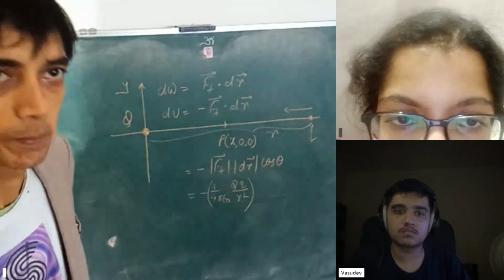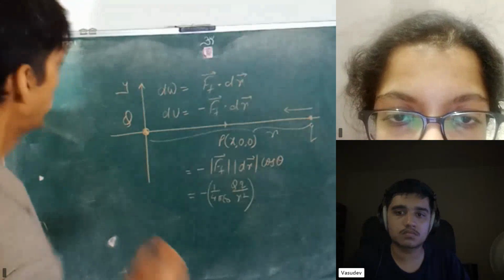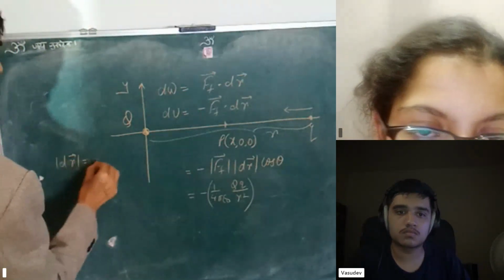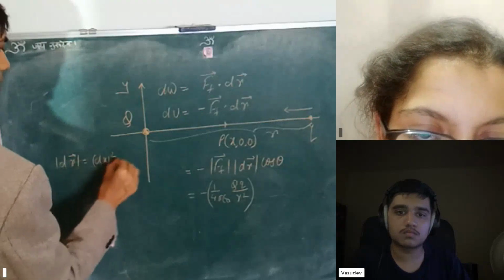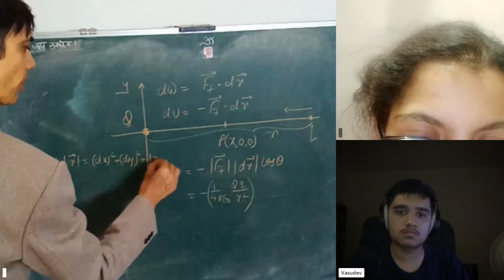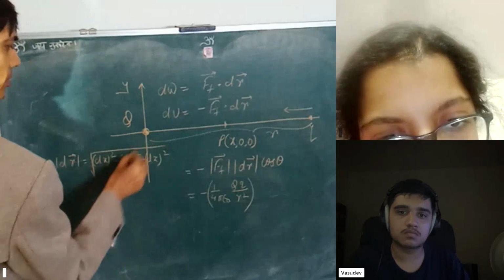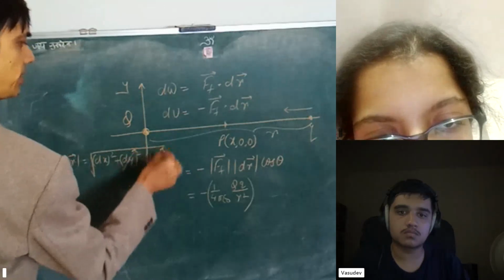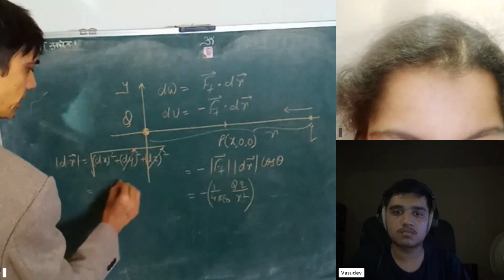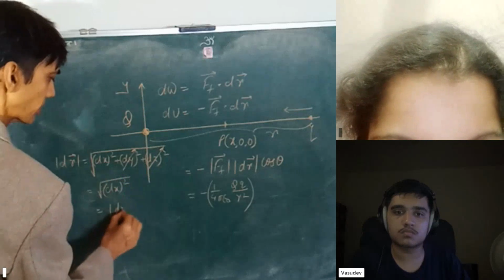Then comes the factor mod of dr. Please be careful that when you write mod of dr, basically you're writing dx square plus dy square plus dz square whole under the root. Now over here, these don't merit. So what it will reduce to is dx square under root. Mathematics says this is mod of dx. Clear?